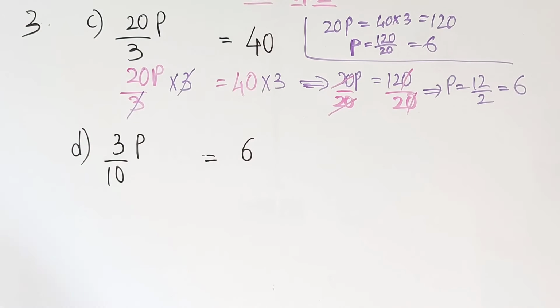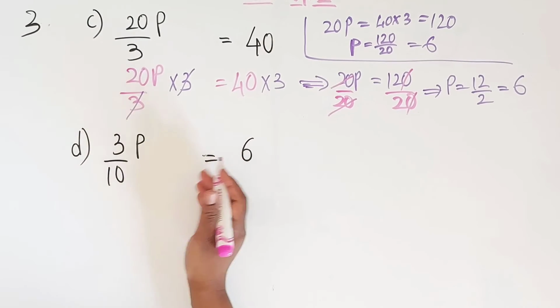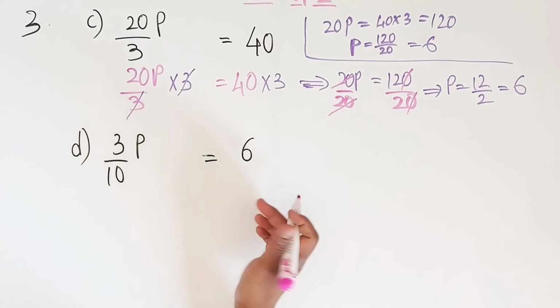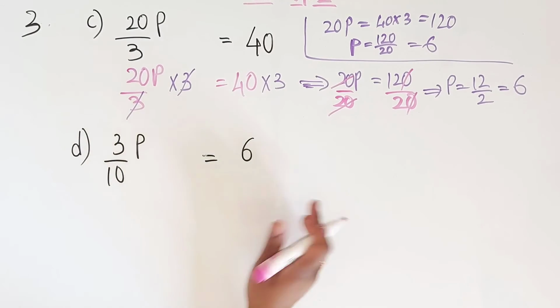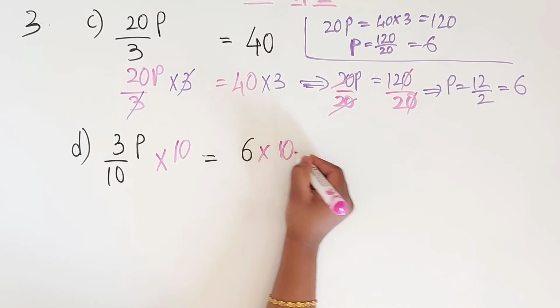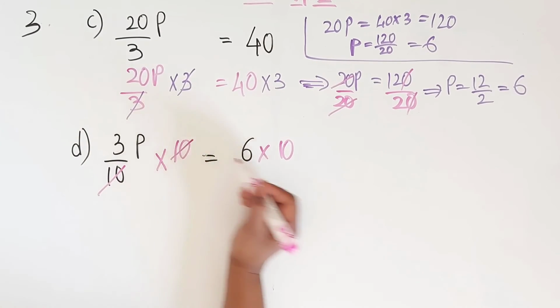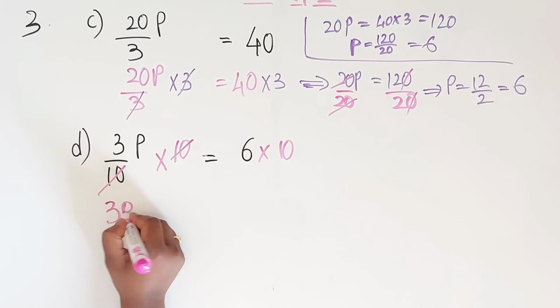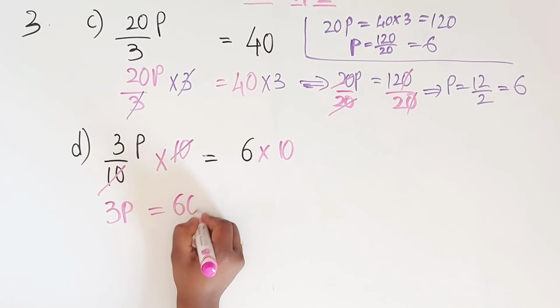Now question D, 3p by 10 equal to 6. Here 10 is dividing, so we'll multiply with 10, which means we can cancel this 10. Right, children? Multiply with 10 on both the sides. Here also multiplying with 10 and here also we are multiplying with 10. Now cancel 10 here. Therefore 3p equal to 6 tens are 60, children.